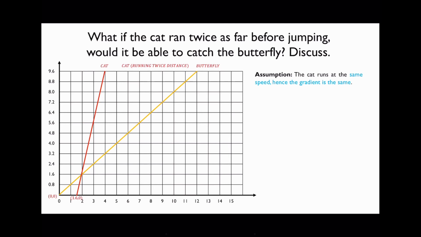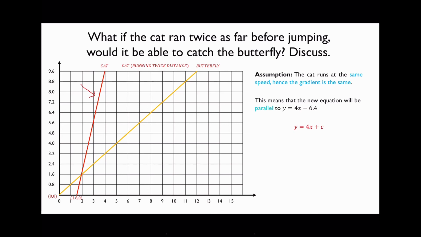And we talked about previously that when the gradient is the same, you're going to have a parallel line, a line that's parallel to this line over here, which is the equation for the cat. So in this case, it's going to have the exact same gradient, which is going to be 4. So let's find an equation to model the new movement of the cat if it runs twice as far.